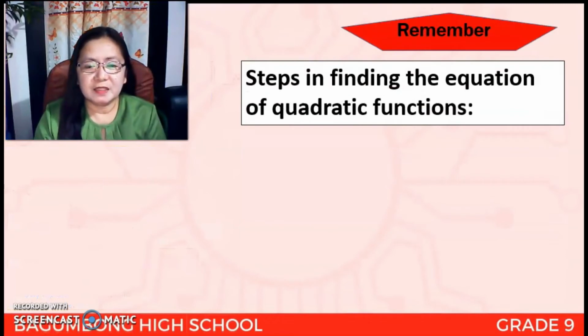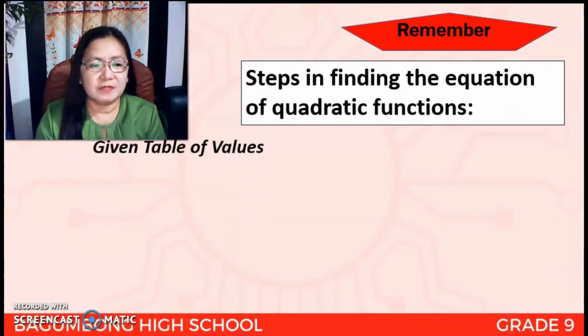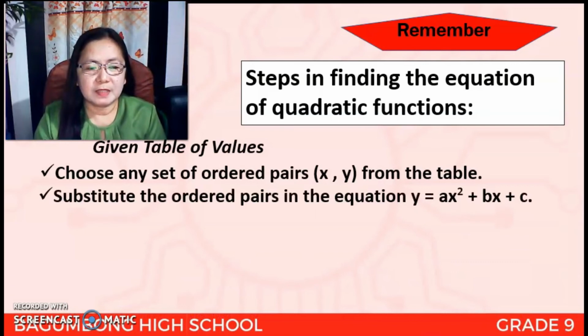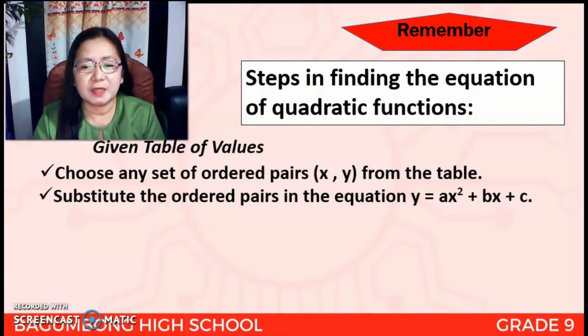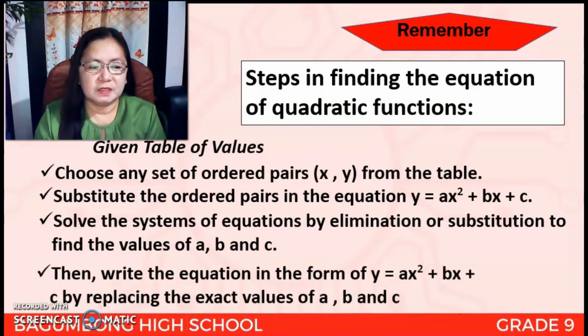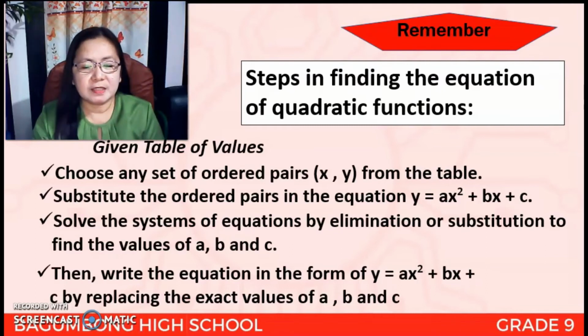Remember the steps in finding the equation of a quadratic function given the table of values. Choose any set of ordered pairs (x, y) from the table. Substitute the ordered pairs in the equation y is equal to ax squared plus bx plus c. Solve the system of equations by elimination or substitution to find the values of a, b, and c. And, of course, write the equation in the form of y is equal to ax squared plus bx plus c by replacing the exact values of a, b, and c.